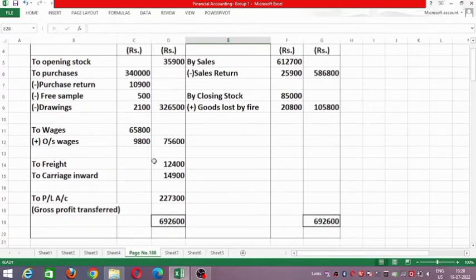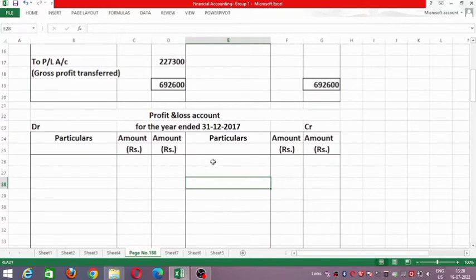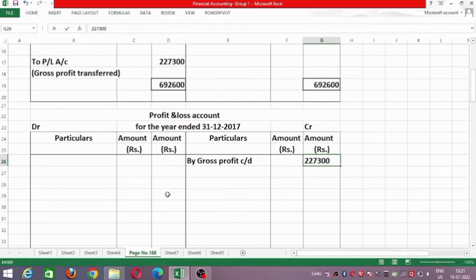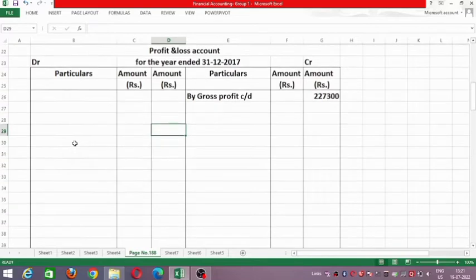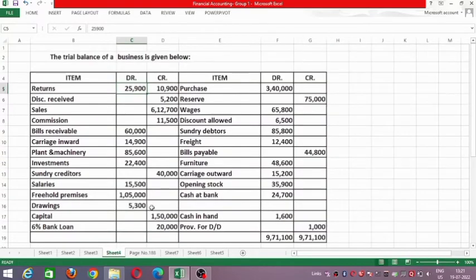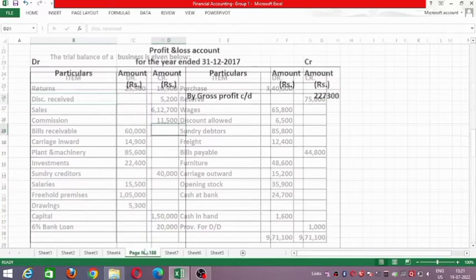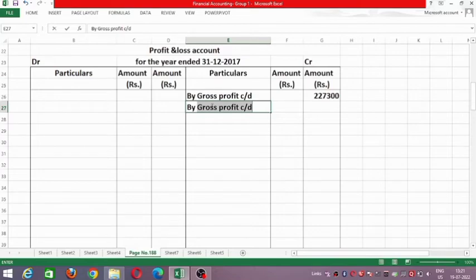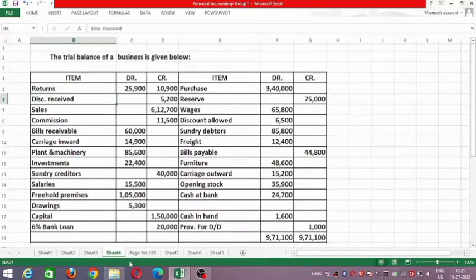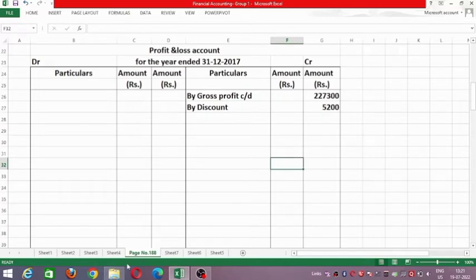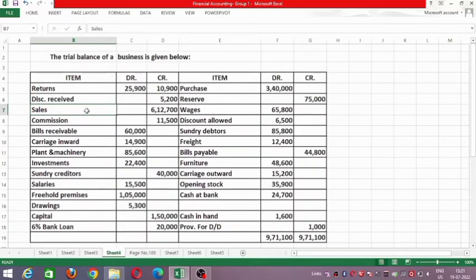Next we will move on to the profit and loss account. First thing, this gross profit we need to transfer to the P&L account by gross profit carried down. The amount is 2,27,300. So while entering the profit and loss account, we will consider all the indirect expenses and income. Let's see, discount received 5,200. It is an income for the business. Next, let's see, sales, it will come under trading account, we have already done.